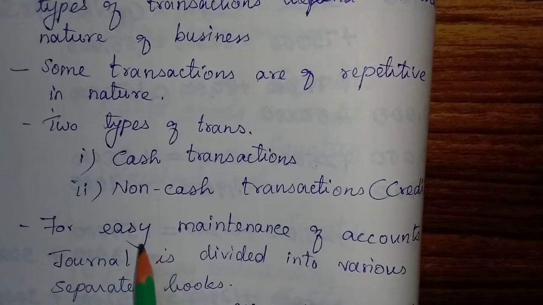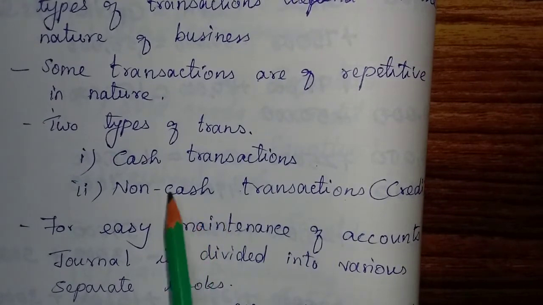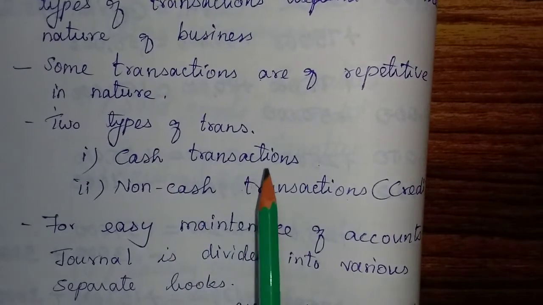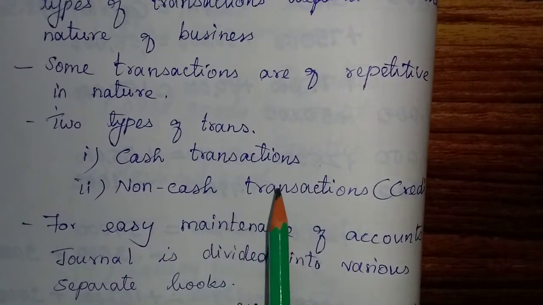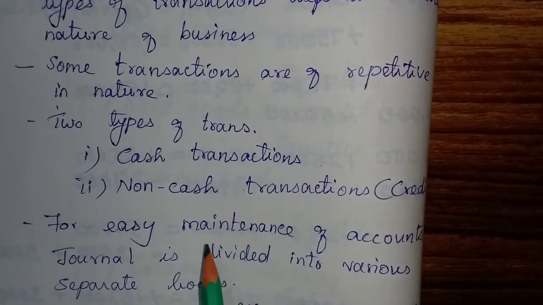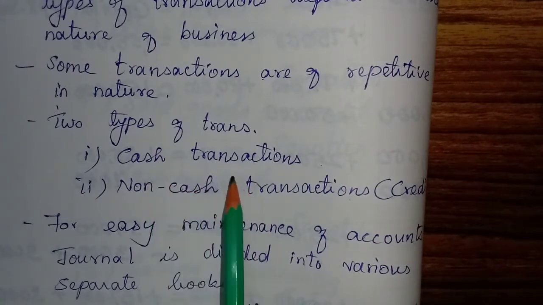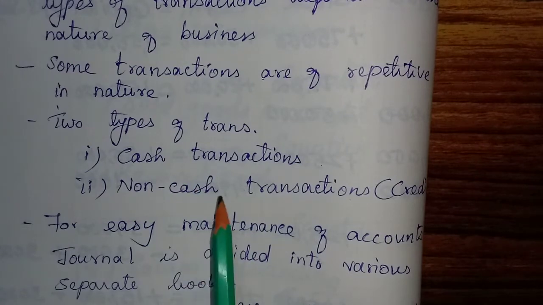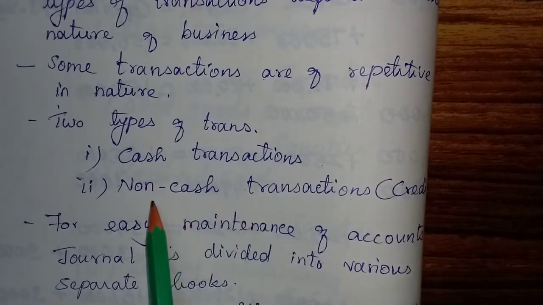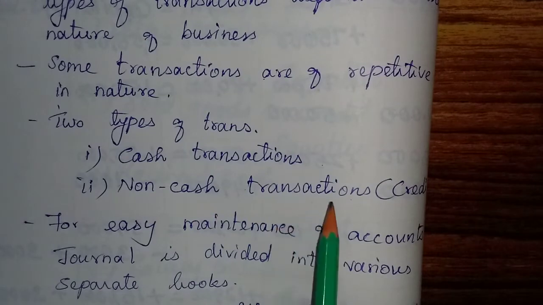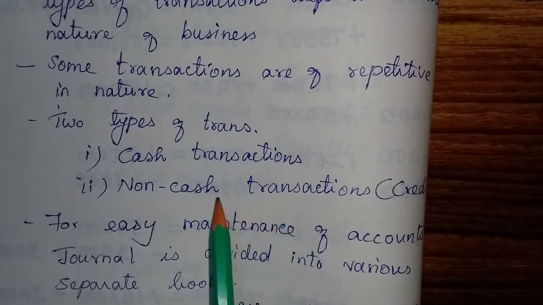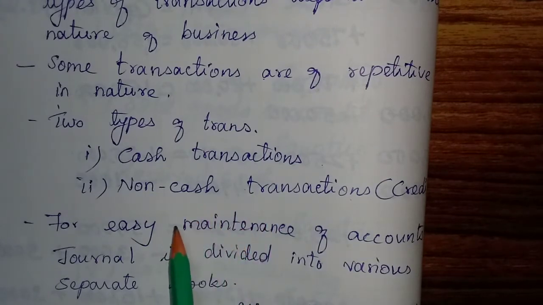Here, the cash transactions will be entered in the cash book. We will learn why they maintain this. So for cash transactions there is one separate book, the cash book. Then for non-cash transactions, many credit transactions take place, for example, purchase of goods on credit. For that, a purchases book will be there.